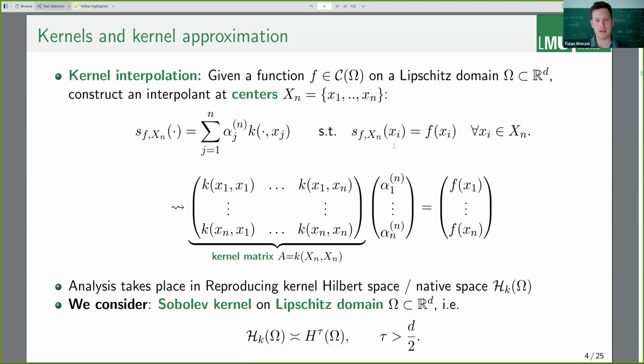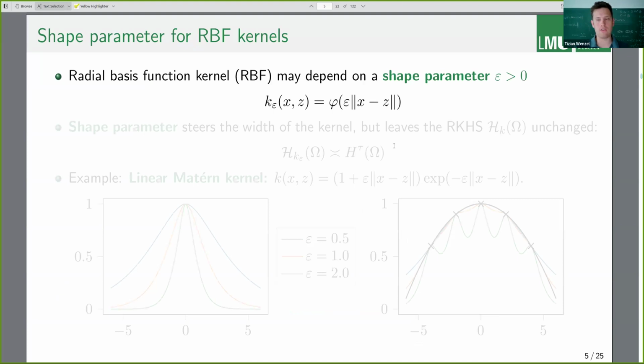And with this, we can have a look at the shape parameter. Because for such radial basis function kernels, it's pretty easy to include a shape parameter. This is a positive valued parameter, which we can simply put in front of the distance between the data points. And this simply scales the shape of the kernel, as we can see later on in the pictures below.